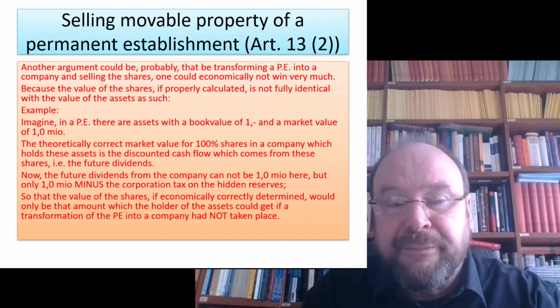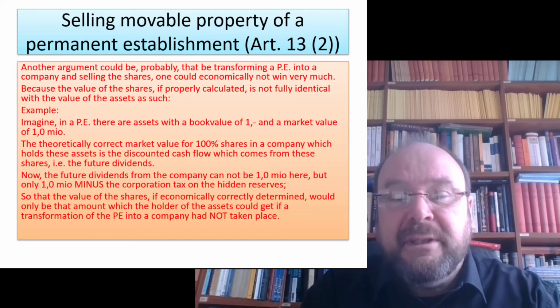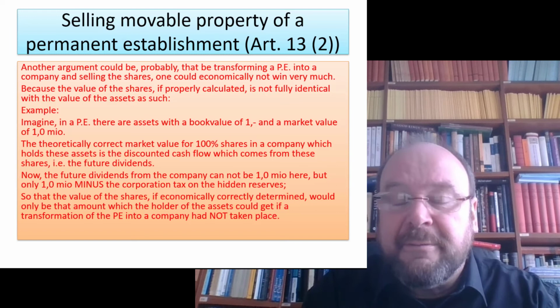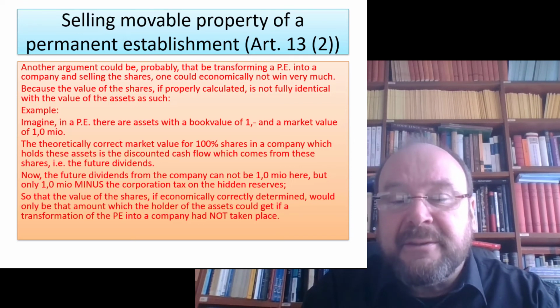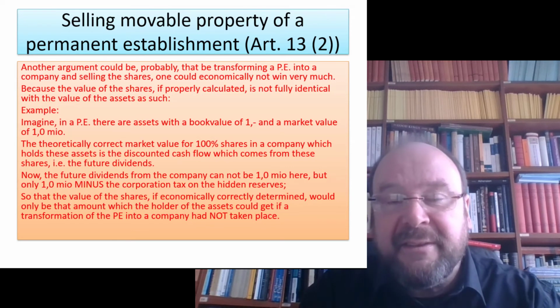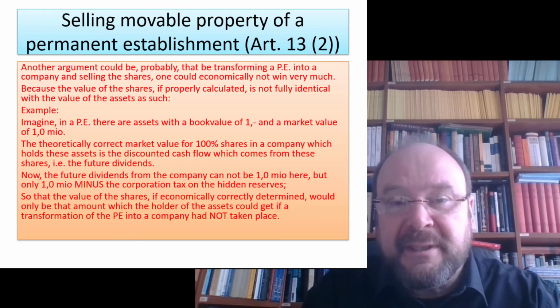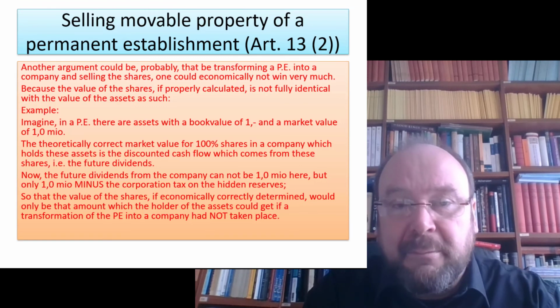the hidden reserves. For example, if you imagine that a PE has assets with a book value of €1 and a market value of €1,000,000, then the correct value for the shares in such a company is not 1 million, but it is 1 million minus the corporation tax on the hidden reserves, because more than that can never be distributed as dividends or liquidation amounts from that company.